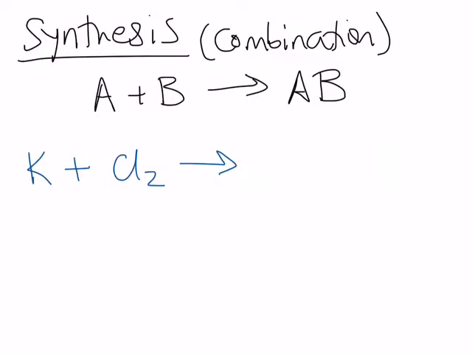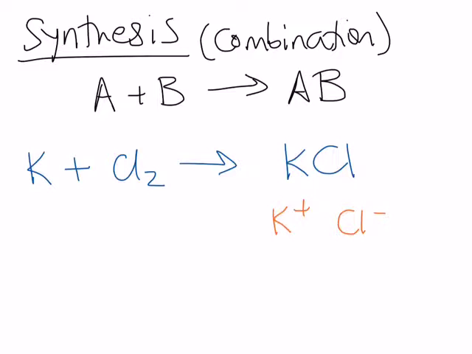And we have to think about, what does potassium look like when it is in an ionic compound, and what does chlorine look like when it's in an ionic compound? Well, potassium's in group 1, so it's got a charge of +1. Chlorine's in group 7, so it's got a charge of -1. And when you crisscross those, you get KCl.